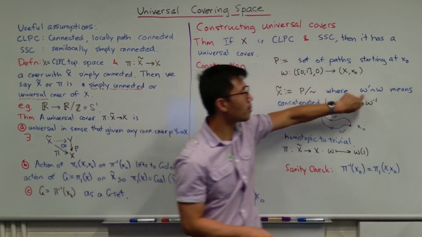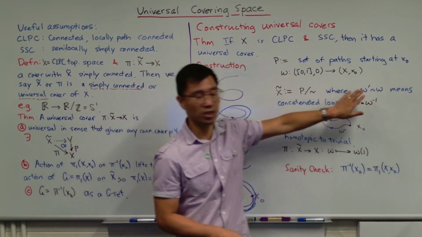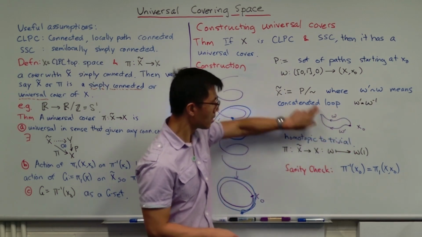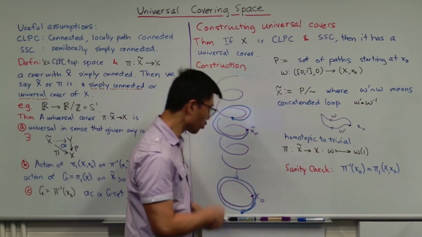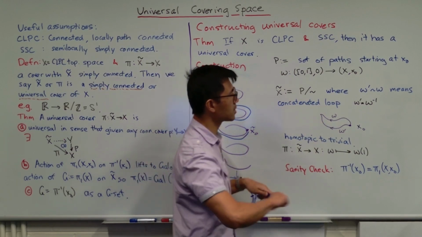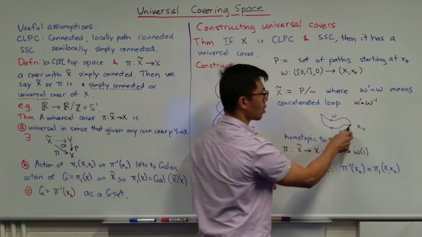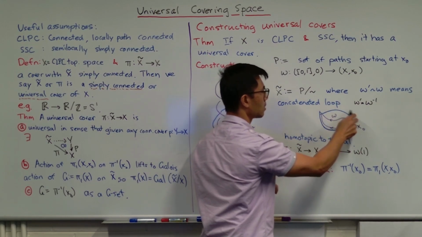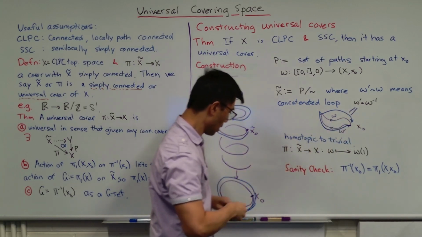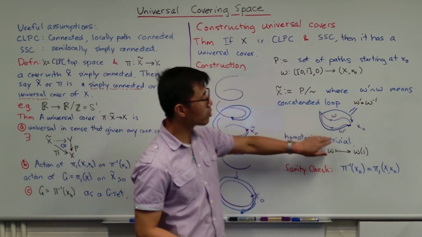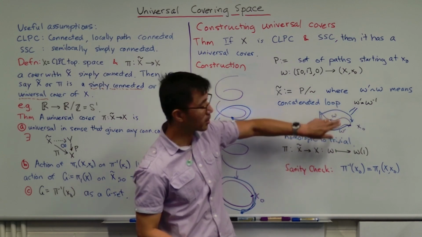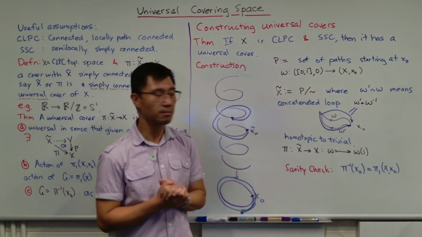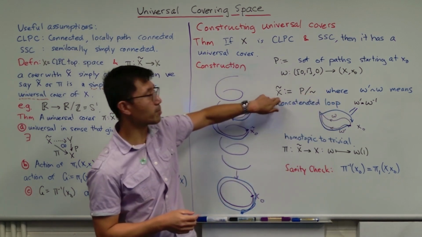Okay, so two paths, omega prime and omega, are going to be equivalent to each other if the concatenated loop, so suppose you have two paths like this, omega here and omega prime like that, and let's look at the concatenated loop, which means omega prime star omega inverse. That means you go along one of them, and then you come back along the other one. If that is homotopic to the trivial path, then we'll say that this omega and this omega prime are going to be equivalent. Okay, and that's our definition of our topological space X tilde.